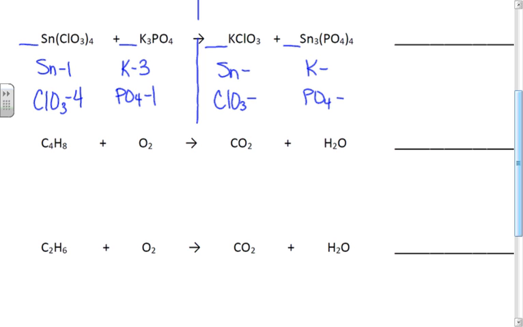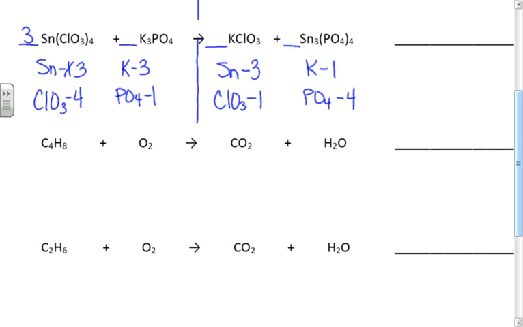And we're just going to check that and see how many we have on the product side. Sn, we're going to have 3 of them. ClO3, we have just the 1. K, we have 1. And then PO4, we're going to have 4 of them. So then we're going to compare and see what does not match up. So start with the first one, Sn. I've got 1 on the reactant side and 3 on the product side. So I'm going to put a 3 in front of the compound with the Sn, in order to fix that.